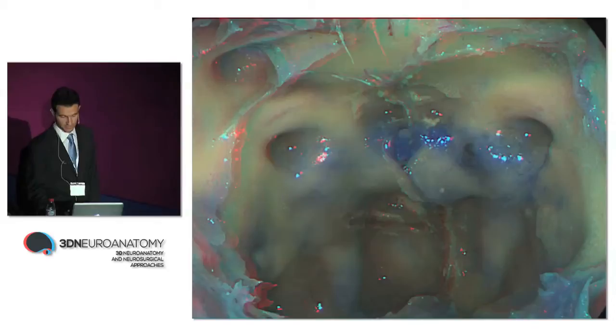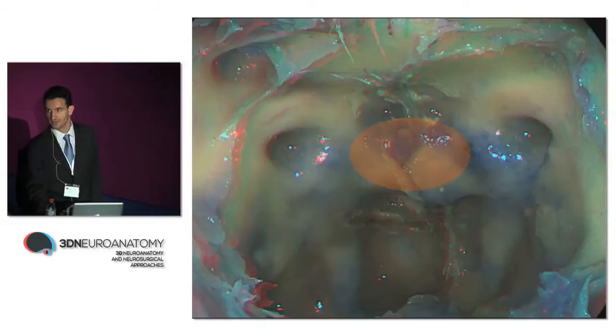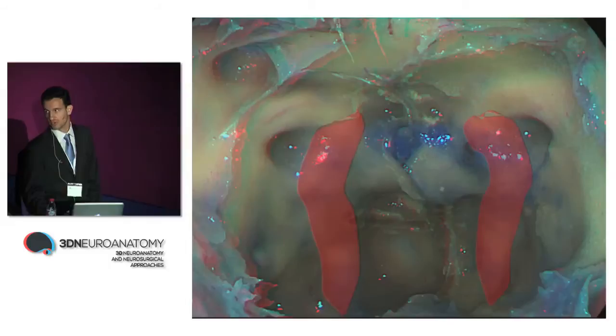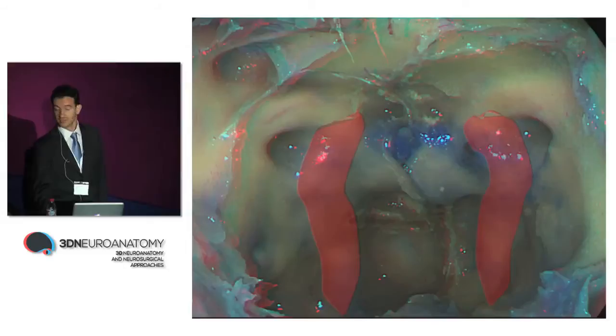So, a question. Can anyone tell me what structure this is in the center of the sphenoid sinus? You see? Sellar floor, okay? And which structures are these located laterally and superiorly? Both optic nerves, okay? And the most important thing, you need to know it, which structures are these? Carotid arteries with its parasellar segment and paraclival segment. Okay, I will be very proud of myself if after my lecture, these references are clear.